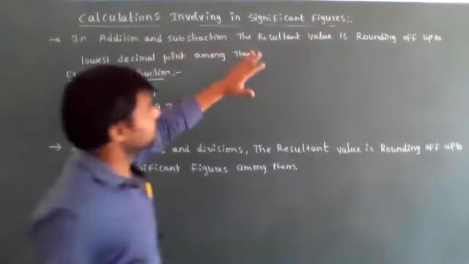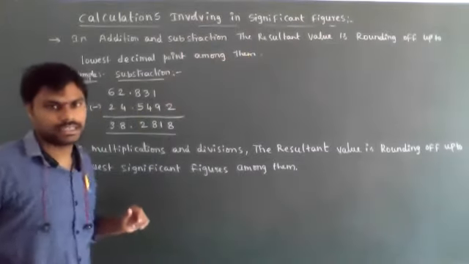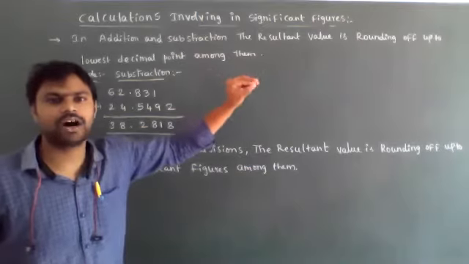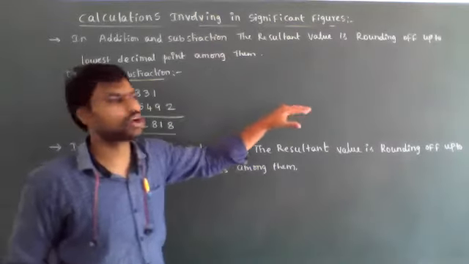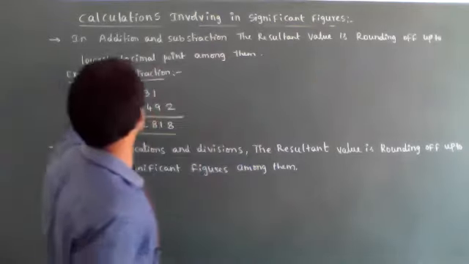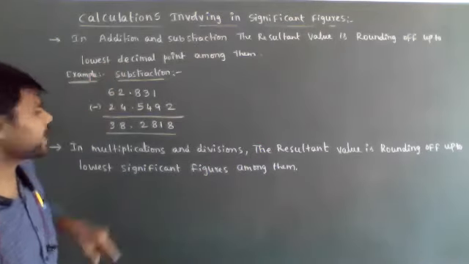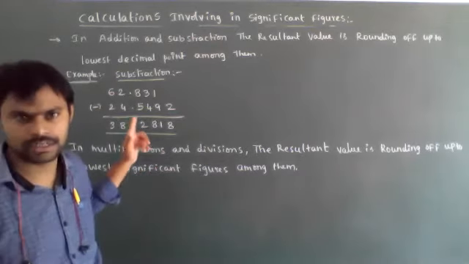So, calculations involving significant figures. In case of addition and subtraction, the resultant final value or reported value is rounded off up to the lowest decimal points among the given numbers. For example, in case of subtraction; we already discussed addition examples in the last class.